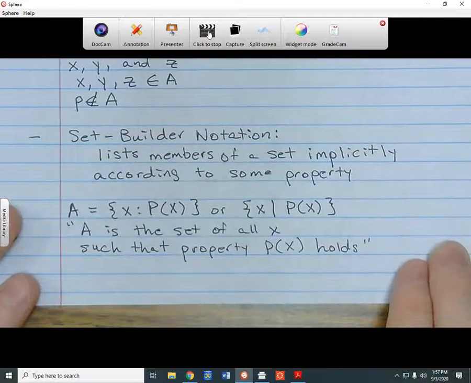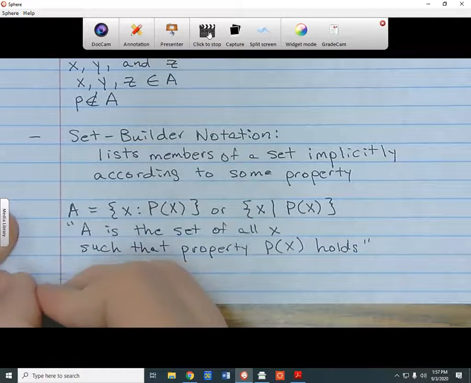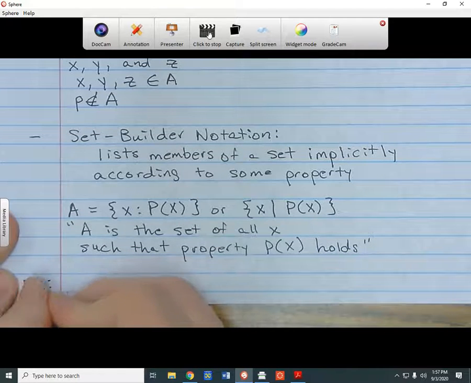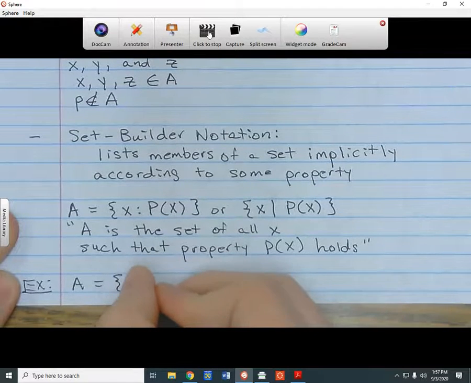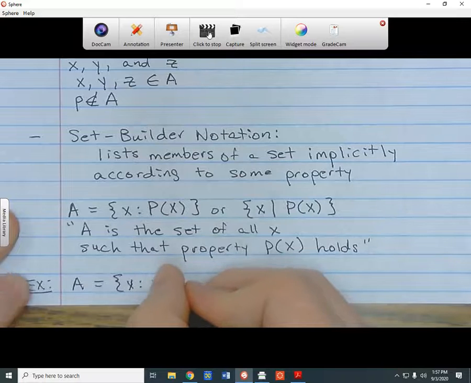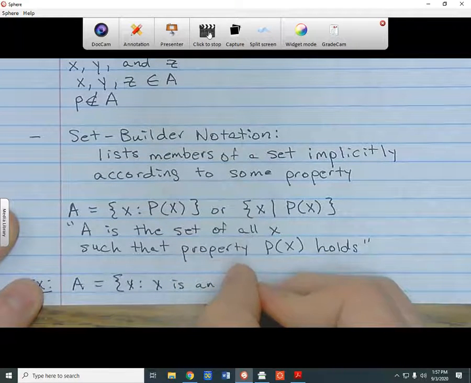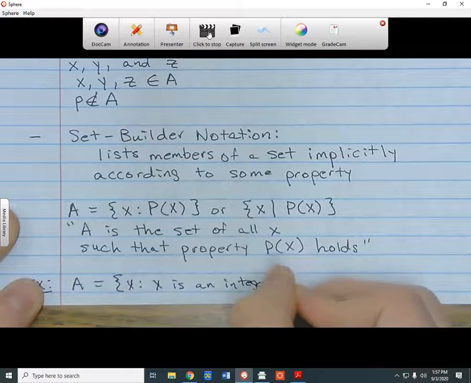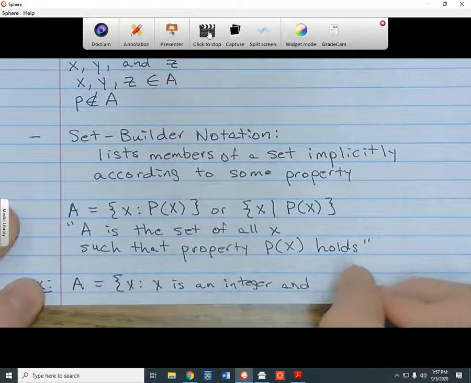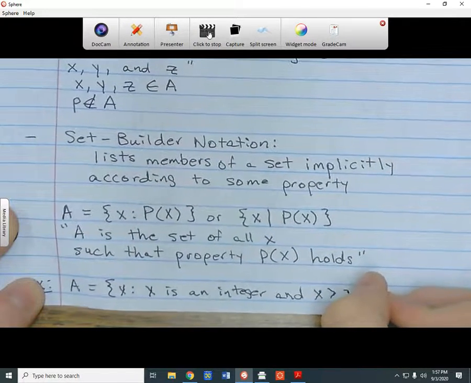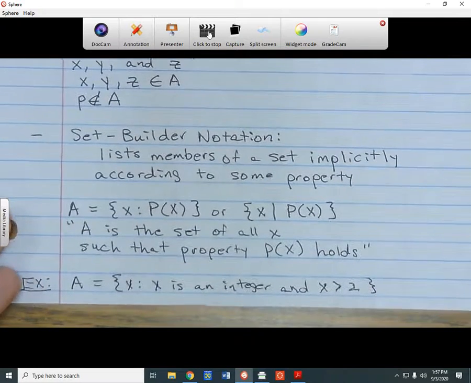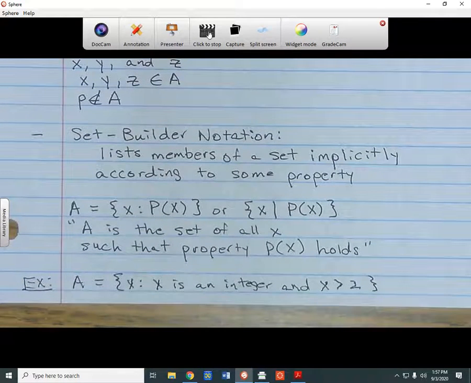Let's look at an example. Hopefully this will illustrate what I'm talking about. Let's say A is the set of all X, where X is an integer, and X has to be greater than 2. So A is going to be the set of all X that satisfies the property X is an integer and X is greater than 2.